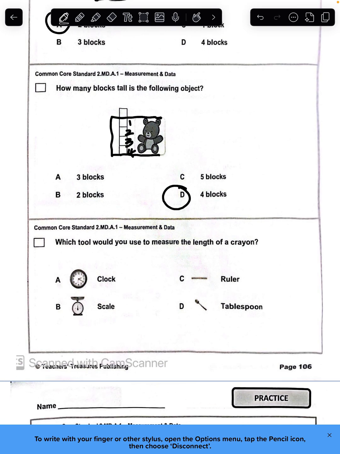Okay, next, which tool would you use to measure the length of a crayon? So the keyword here is length, and length is usually you're measuring how long something is, and for that you would use a ruler. So the answer is C.